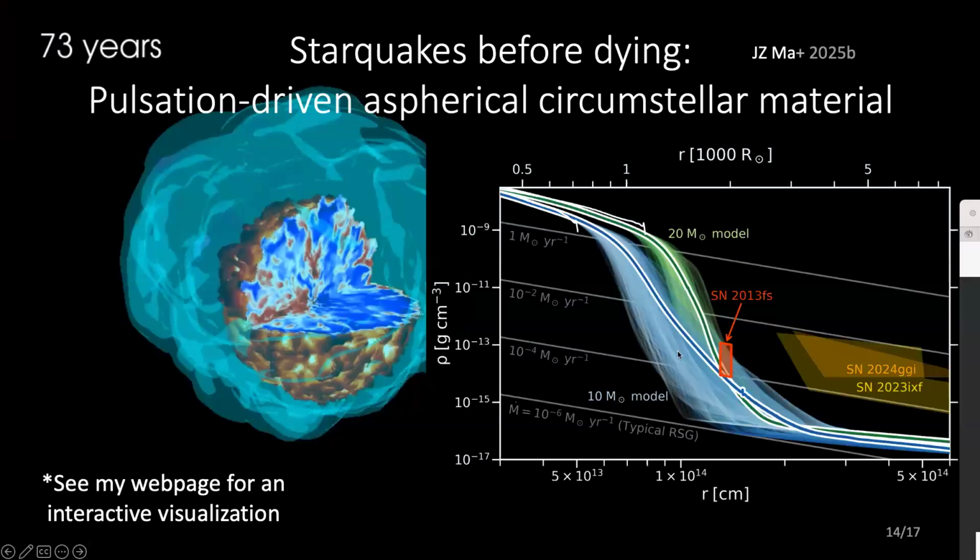Good. So the idea is that we can try to compare this with observation, because in observations, they can try to constrain what is the density profile outside of the stars. This is just showing you the density against the distance from the center of the star. And this is one of their observed supernovae where they try to infer the density there. So you can see that our simulations can explain this supernova, but not really the more extended material for this supernova still.